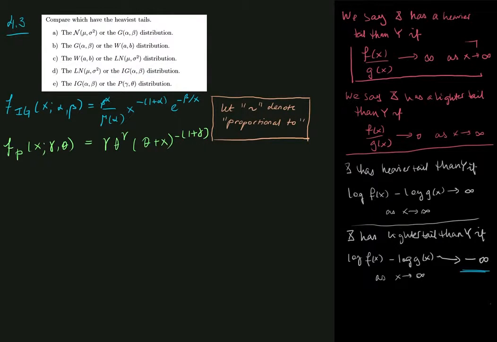Hi, and welcome to the final part of the solution for problem 4.3, where we will determine whether the inverse gamma distribution or the Pareto distribution has the heaviest tail.